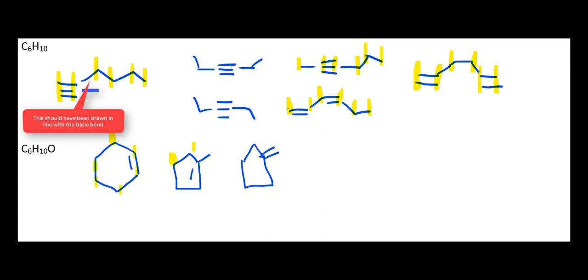And so I'll just count these out for you. 1, 2, 3, 4, 5, 6, of course. A little bit of a slanted house there, but you get the idea. So yes, you can include double bonds within the ring structure.